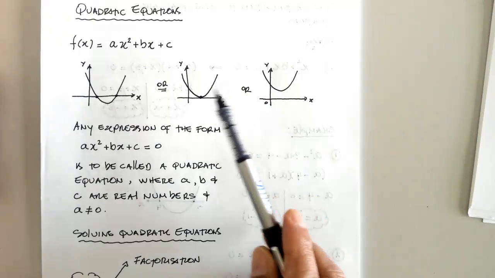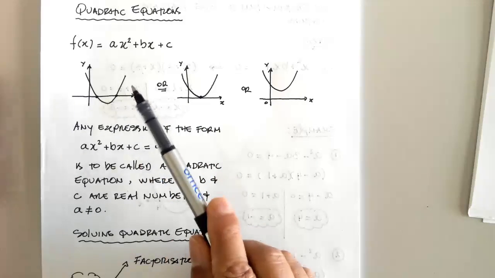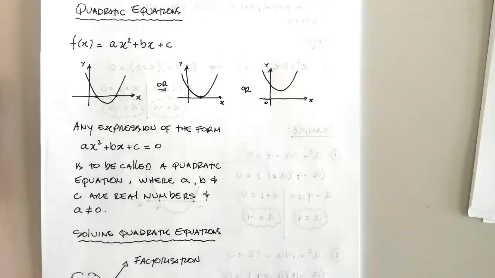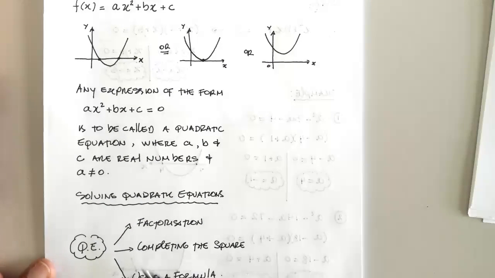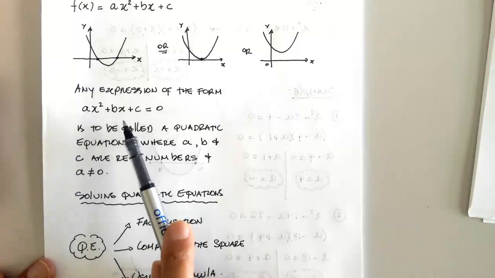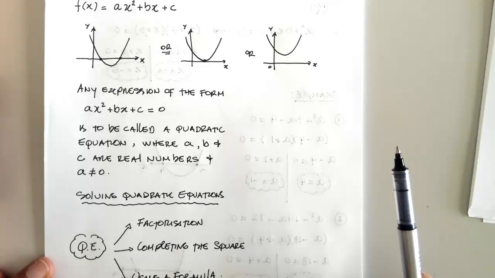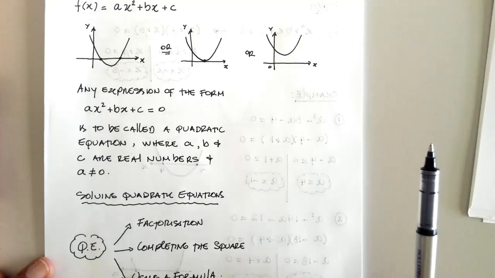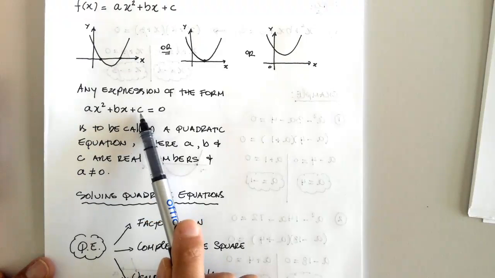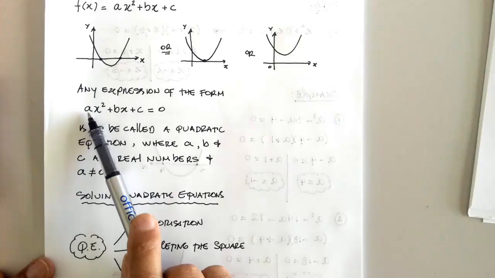There is a relationship between this picture and the quadratic equation that we're going to be doing. Any expression of the form ax squared plus bx plus c equals 0 is called a quadratic equation, where a, b, and c are real numbers. This could be any number you want, with only one restriction: a cannot be 0.